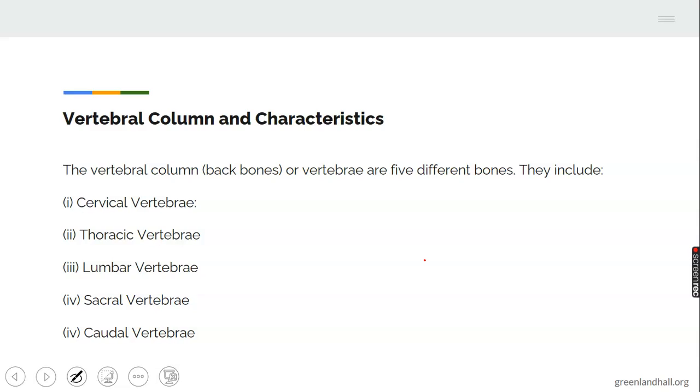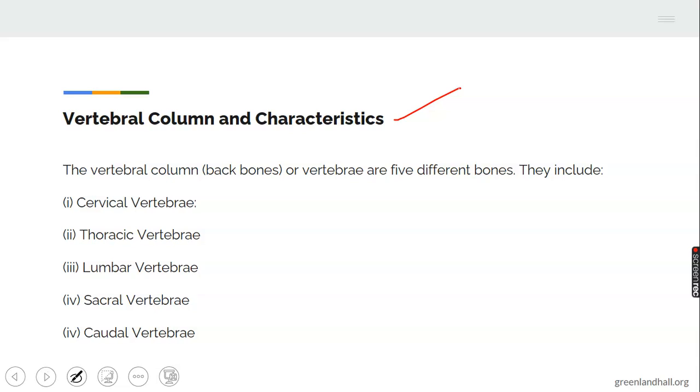Vertebral column and characteristics. In our last class, where we saw the skeletal system or the supporting tissue in animals, we talked about the vertebral column briefly. Now, we want to see the vertebral column and their properties.